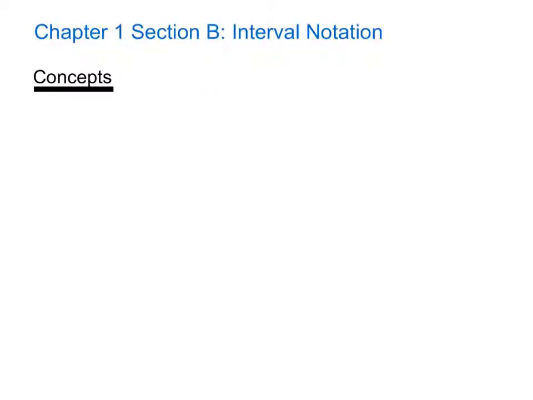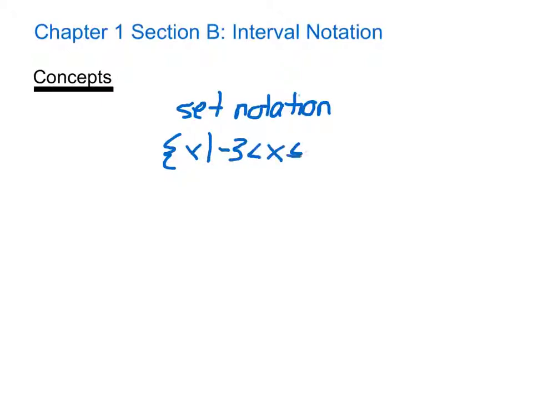In this video, we're going to look at Chapter 1, Section B on interval notation, which is also known as set notation. Set notation is a quick way for us to list an interval of numbers. For example, I can list all the real numbers x such that -3 is less than x and x is less than or equal to 2. And I should be thorough and put in that x is a member of the real number set.